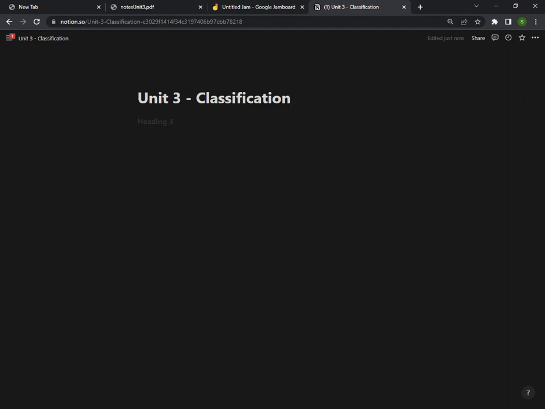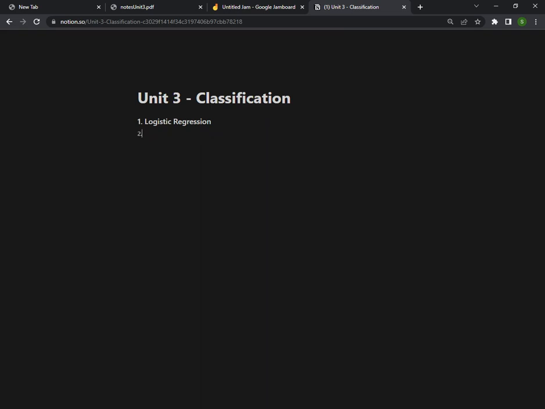Today, in this session, we are going to learn about classification, unit number three, that is supervised learning. Inside this unit number three, we have already seen in our previous session logistic regression. Logistic regression is a part of classification, so it comes in unit number three.